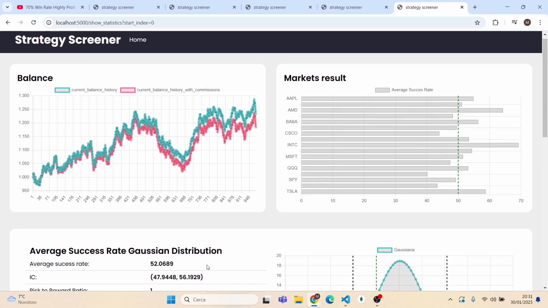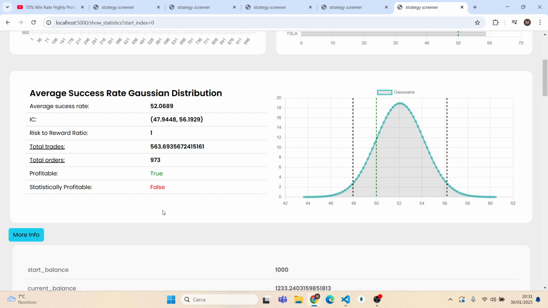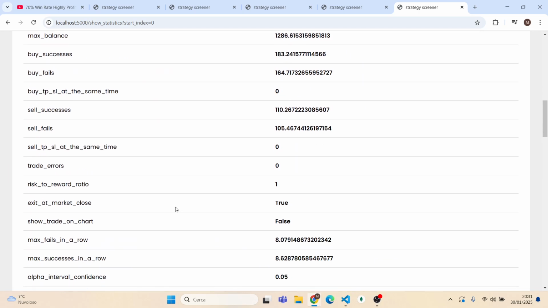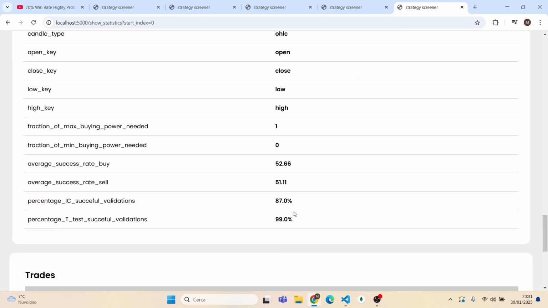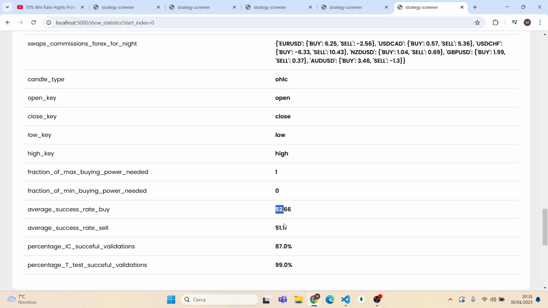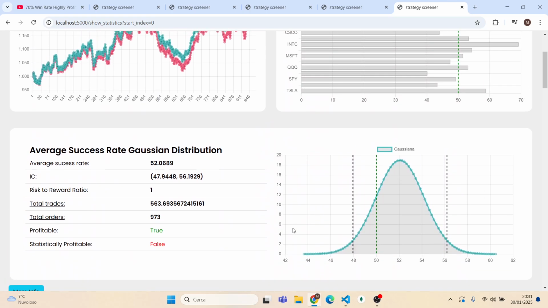Now that we have said that, we can see that you would have been profitable with commissions and also without commissions. On the test dataset, the max failures in a row were, let's see, 8, and max successes in a row almost 9. We can also see that the average success rate in buy is slightly higher than sell, but that is a good result from a statistical analysis.